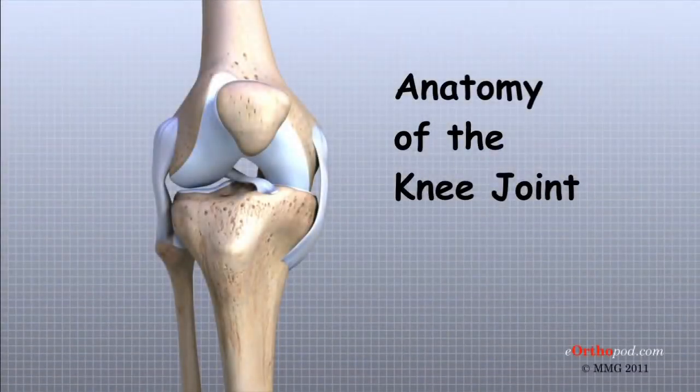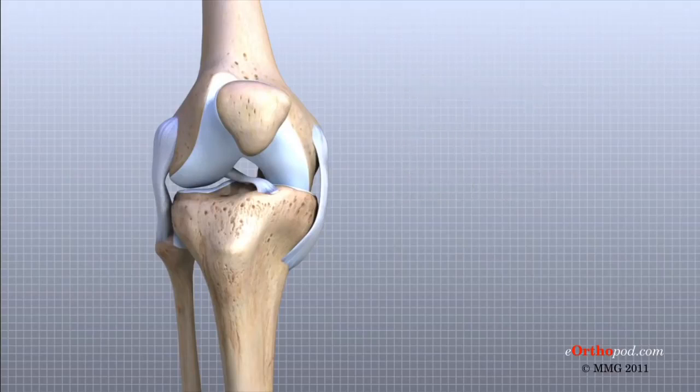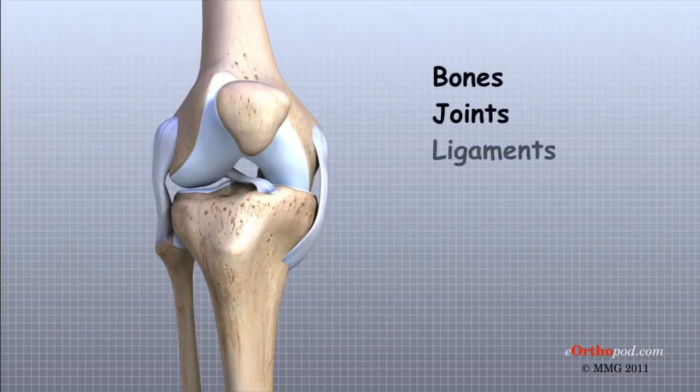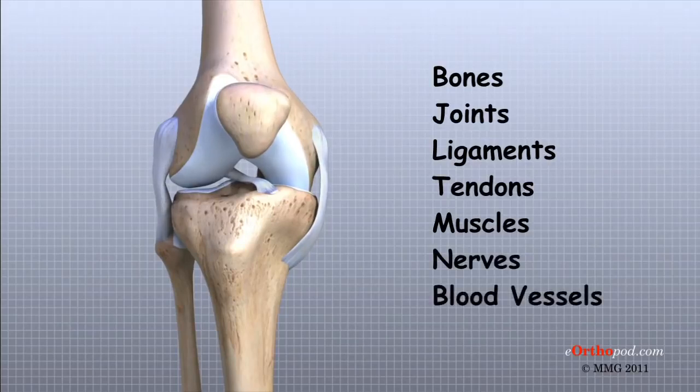A well-functioning knee joint is critical to mobility, including standing, walking, and running. To better understand how knee problems occur, it is important to understand some of the anatomy of the knee joint and how the parts of the knee work together to maintain normal function. The important structures of the knee can be divided into several categories. These include bones, joints, ligaments, tendons, muscles, nerves, and blood vessels.